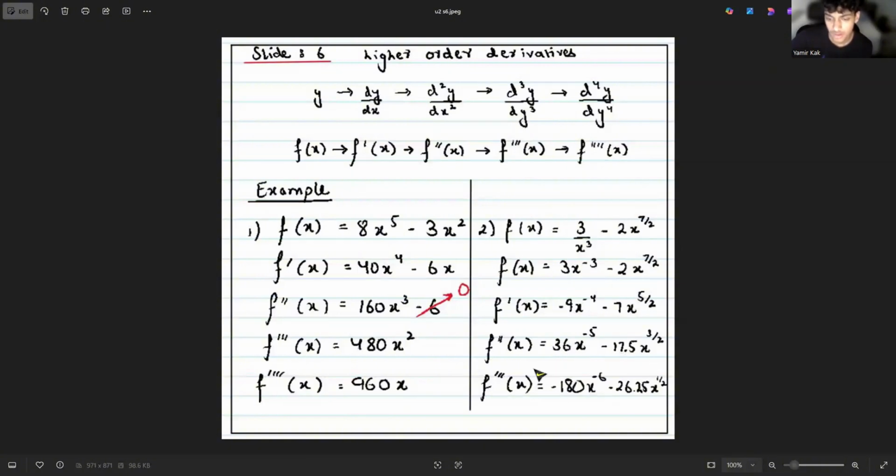of 3 over 2. And then lastly, when we have the fourth derivative, we would do -5 times 36, we get -180. X to the power of -6, since -5 minus 1 is -6. And then minus 3 over 2 times 17.5, we get -26.25x to the power of 1 over 2, since 3 over 2 minus 1 is 1 over 2.